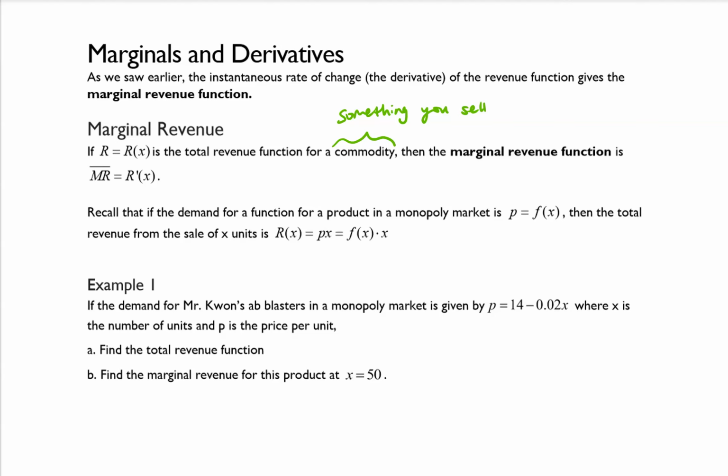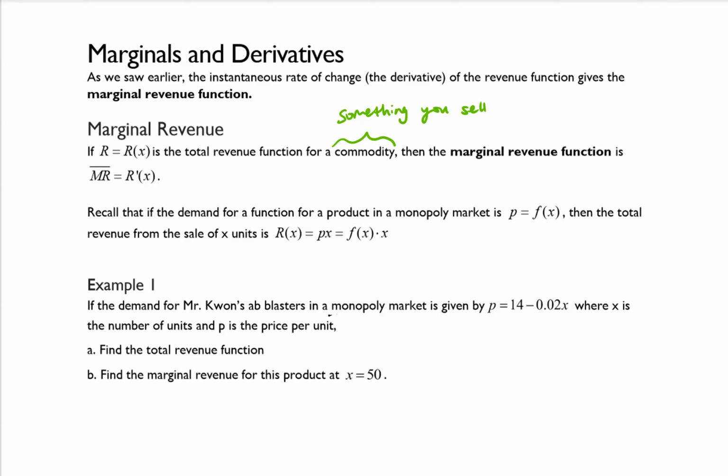Example 1 says, if the demand for Mr. Kwan's ab blasters in a monopoly market is given by P equals 14 minus 0.02x, where x is the number of units and P is the price per unit. Part A says find the total revenue function, and Part B says find the marginal revenue for this product at x equals 50. So let's start with part A. It wants us to find the total revenue function.